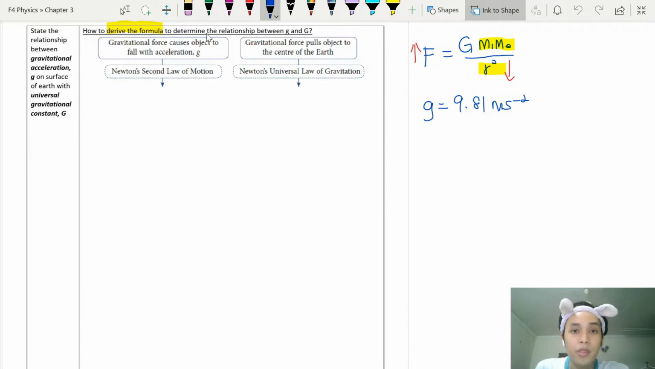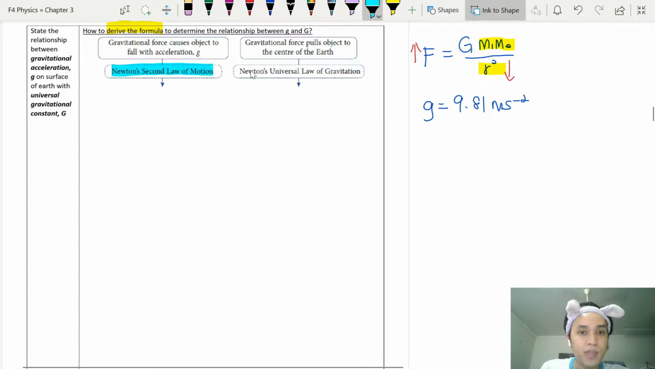To derive the formula for the gravitational acceleration, we are going to equate two different formulas that you had learned previously. Here you are going to determine the relationship between the gravitational acceleration and also the gravitational constant. Based on the formula that you derive, you are going to see whether the two things are related or not. First, let us learn how to derive the formula. You are going to derive based on these two formulas: Newton's second law of motion and the law of gravitation.